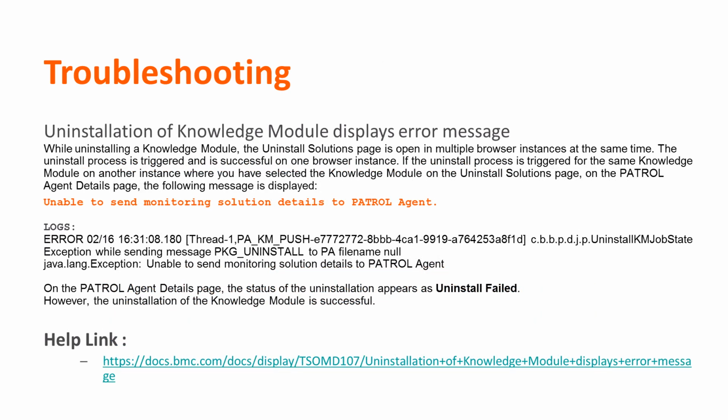The next troubleshooting step: you might encounter a scenario where on the patrol agent's detail page you see an exception like unable to send monitoring solution details to patrol agent. This is a scenario where two concurrent users tried to uninstall the solutions from the same patrol agent, and one user triggered it and it was successful, and the other user is still in the process of uninstalling it. So he gets a message like this. This is a harmless message. The uninstall of the module is successful and the KM is already uninstalled.